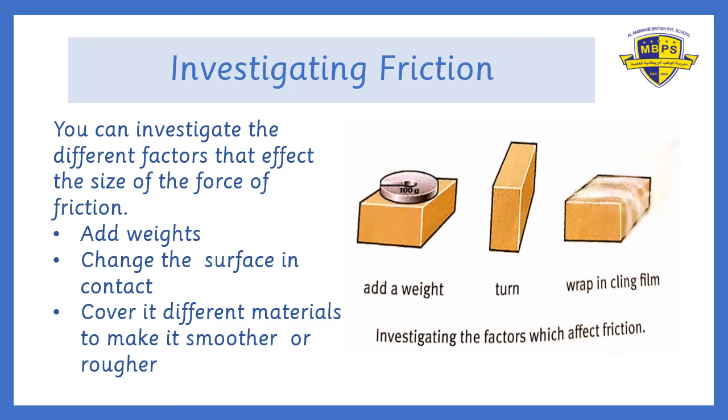Now on your page 137, you have a small investigation. You can investigate the different factors that affect the size of the force of friction: adding weights, changing the surface in contact, and covering with different materials to make it smooth or rough. Now in the picture we have wrapped it in a cling film. Now you have three blocks. One has a weight added on it, one is turned so that there is less surface touching the other sliding surface, and the third block has been wrapped in a cling film.